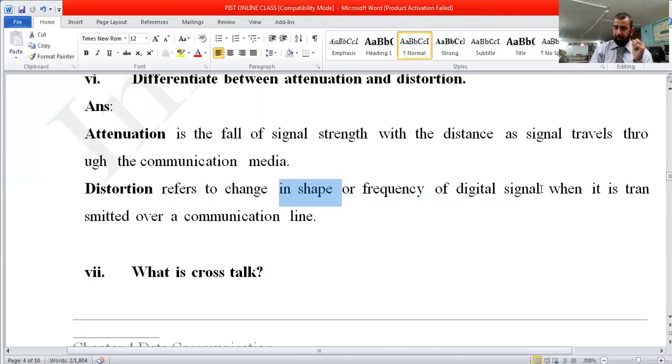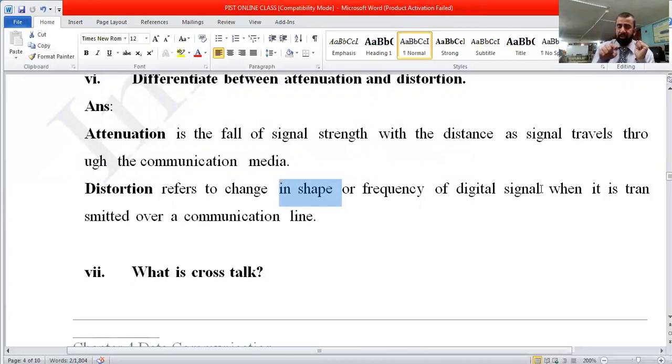Or you can say that distortion is like this. You have the full signal strength at your mobile, but sometimes your net is running very fast and sometimes it is running slowly. So this is called distortion. So what does it mean? It refers to a change in shape or frequency of a digital signal.